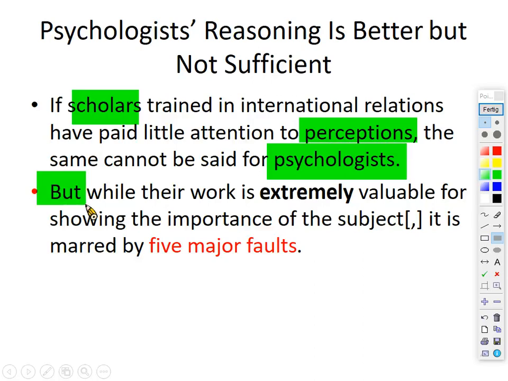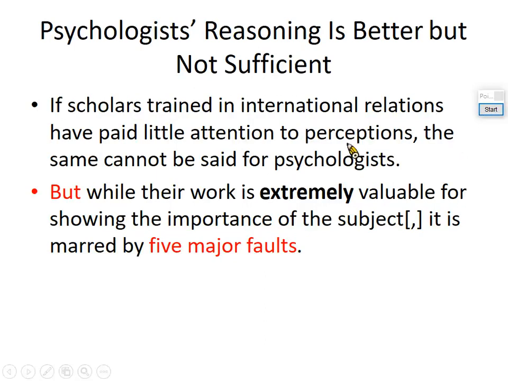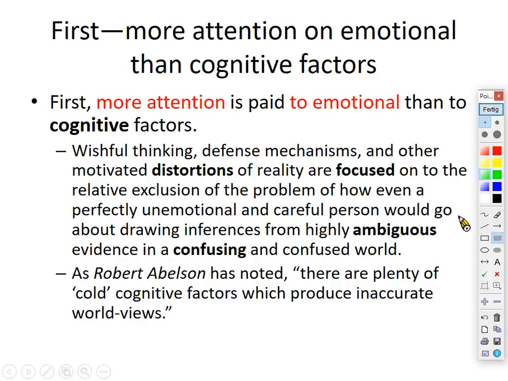While their work is extremely valuable, of course, we cannot deny that psychologists' analyses of perceptions are valuable. But still, it is marred by five major faults. There are five major problems out there, and we need to pay attention to them. So here, the rest of the article discusses the five major faults. So let's start from the first one. The first one is about the deep emotional factors and the cognitive factors.